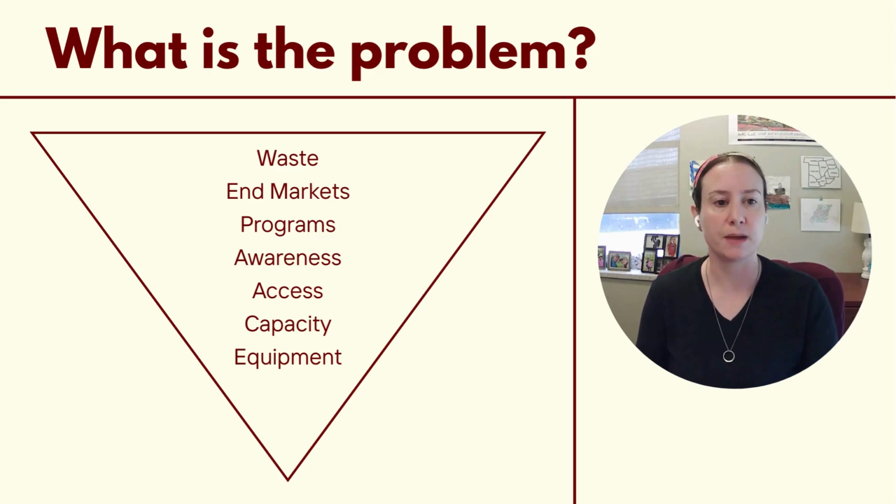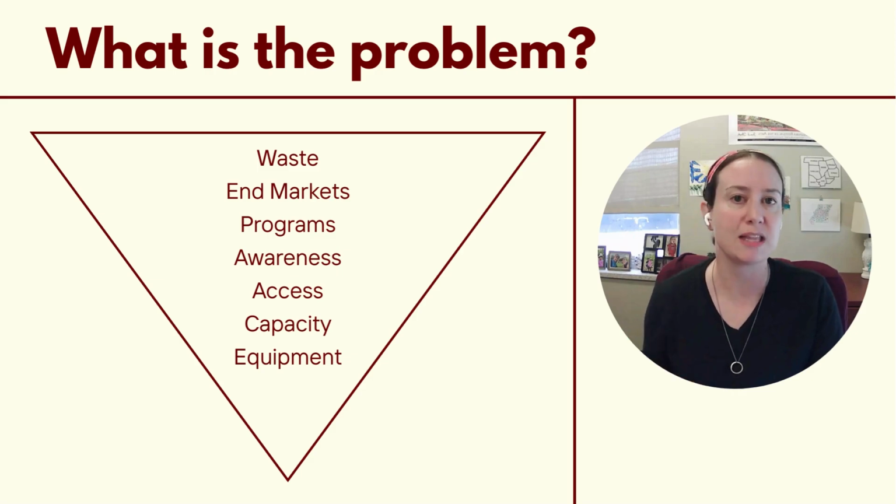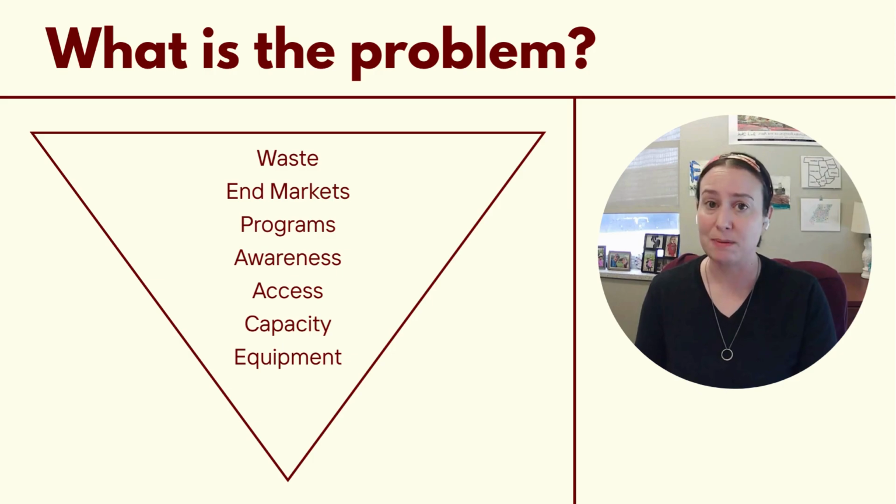So the problem could be any number of things. It could be the end markets. It could be that there's no programs that exist. It could be that people don't know what to do with a certain waste. They're not aware. It could be the access. Maybe there's no services available in your part of the community. It could be capacity, that your organization is already doing important work, but you don't have the ability to keep doing it at the rate that it's needed. Maybe it's equipment. Maybe you've been doing the work in the community to address the problems, but your equipment is aging and you need to repair it.